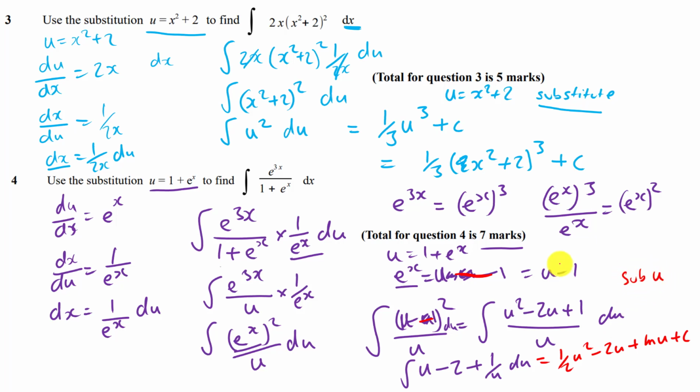Sub in what u equals here. And does it say to show it in a particular form? Well, I'm going to run out of space, so I'm just going to substitute that in. So essentially that's going to be a half (1 plus e to the x) squared minus 2 (1 plus e to the x) plus ln e to the x, which cancels out, plus c. Oh, that's ln (1 plus e to the x), actually, be careful.